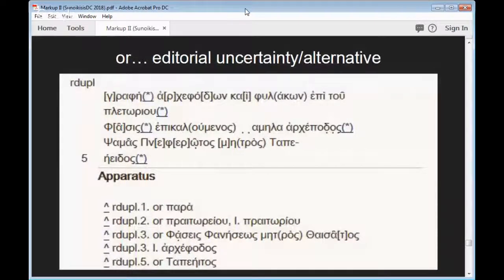The other kind of apparatus entry that you can have in a papyrological edition, the most common one, is indicating alternative readings or editorial uncertainty about readings. So here, for example, the first one, there's several of these in the same text, but just using the first one on line 1, you see graphe at the beginning of line 1, where in the apparatus it says or para.